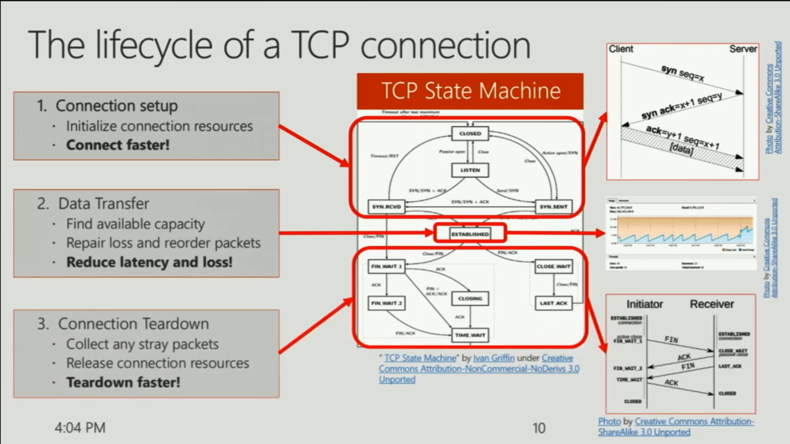Okay, the final part is connection teardown. So the job of the teardown section of a TCP life cycle is to collect any stray packets and then release any connection resources. So what we need to do here is find a way to tear down faster.